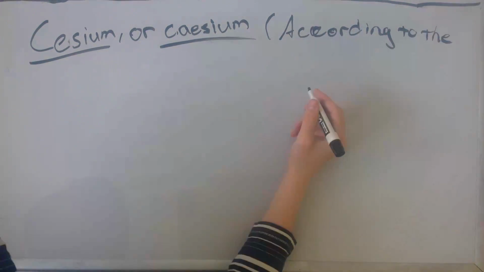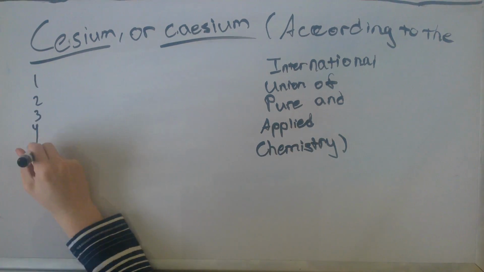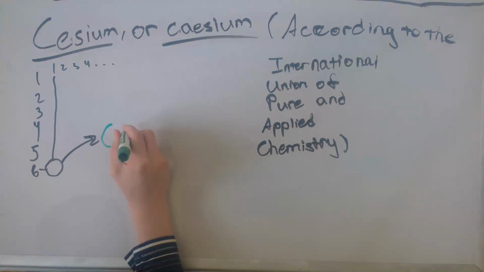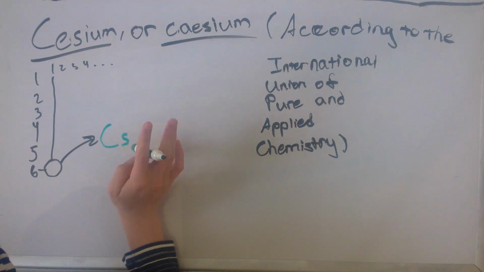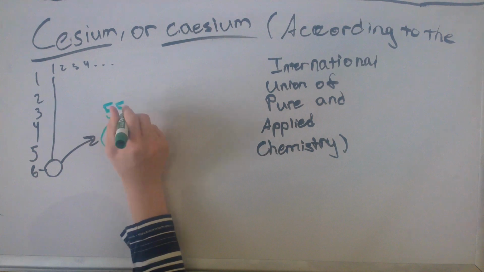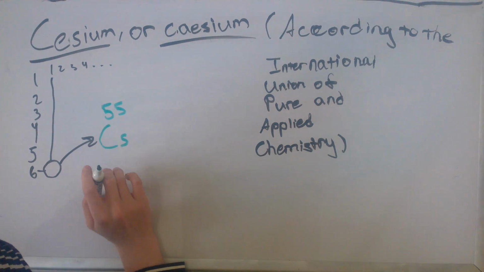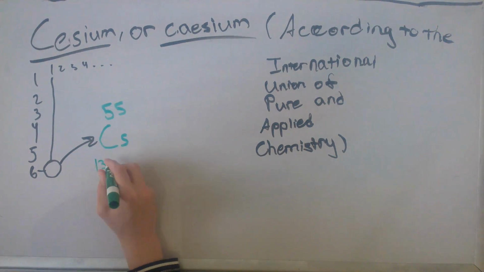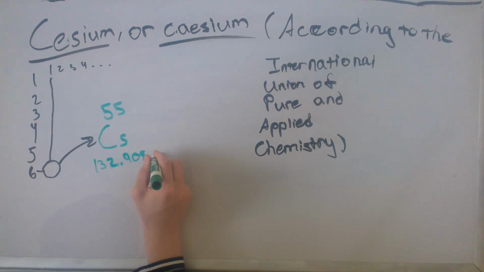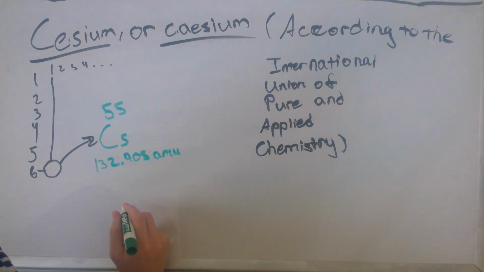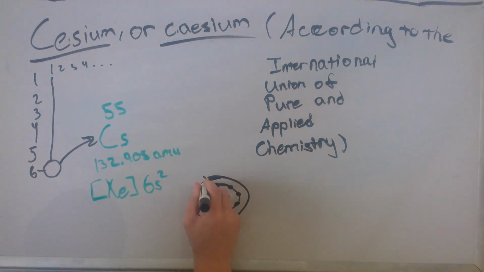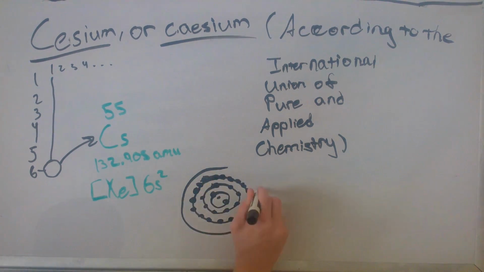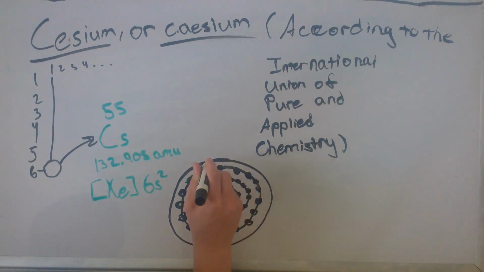Cesium, or according to the IUPAC, caesium, denoted Cs on the periodic table, is one of the less popularly known elements and is located in period 6, group 1 of the s-block. Its atomic number is 55, so it has 55 protons and electrons, but 78 neutrons, giving it an atomic mass of 132.905 AMU. Cesium is classified as an alkali metal and has an electron configuration of xenon 6s2. It has per shell 2, 8, 18, 18, 8, and 1 electrons, respectively.